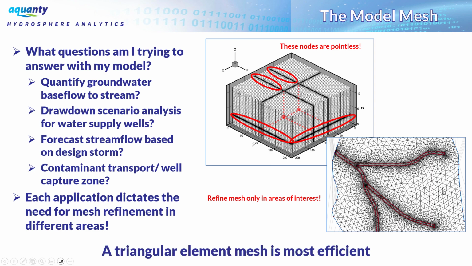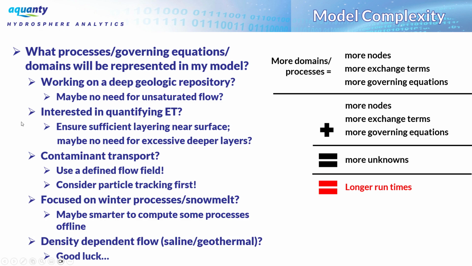Next, we want to think about what processes and governing equations will be represented in the model, because in every case, if you add more governing equations, more domains, more processes that need to be solved, that means there are more nodes, more exchange terms, and more unknowns in your model. It's going to lead to longer runtimes. So at every turn, wherever you possibly can, you want to think about ways to reduce the overall complexity of your model while also maintaining a suitable level of complexity, or a suitable conceptual model that will still answer the questions that you need to answer.